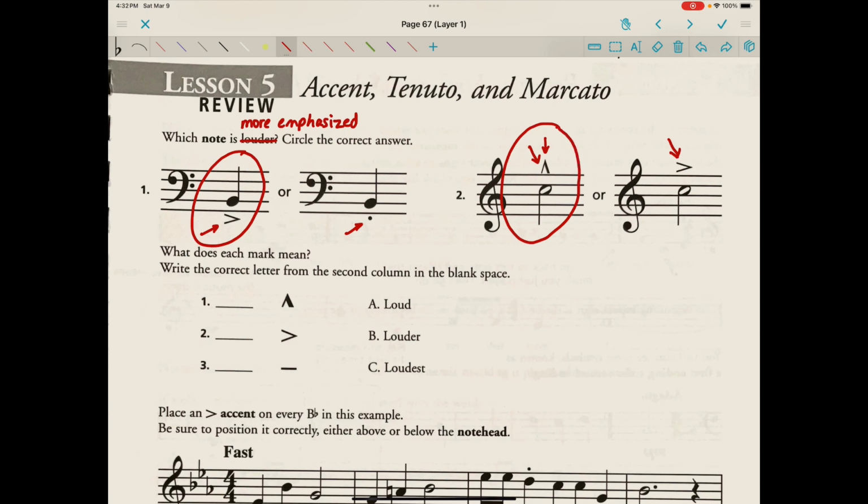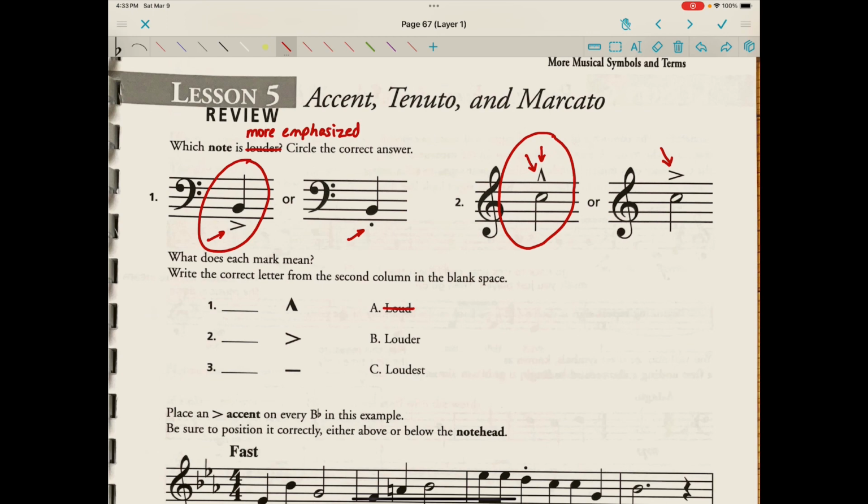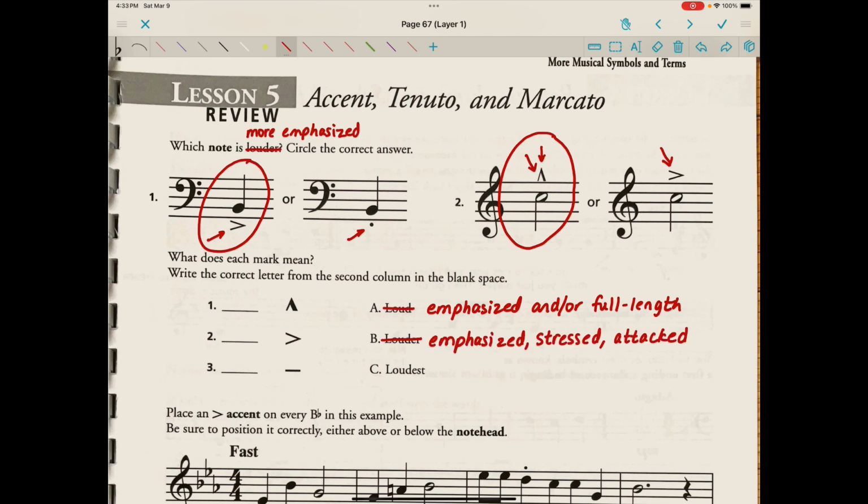What does each mark mean? Write the correct letter from the second column in the blank space. Loud will become emphasized and or full length. Louder will become emphasized, stressed, or attack. And loudest will become marked, accented, or stressed. So we have a marcato marking right here, and we know that that's our strongest form of accent or emphasis. So the direct translation is marked. So marked, accented, stressed. This is going to get a C.